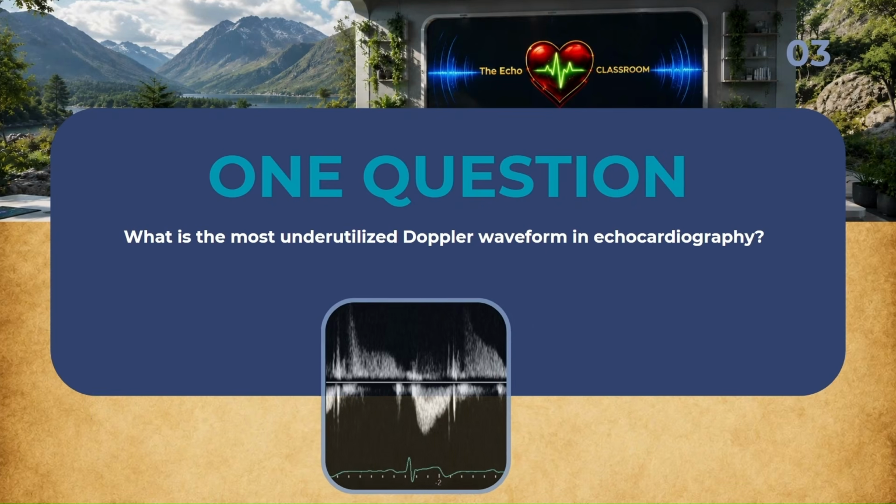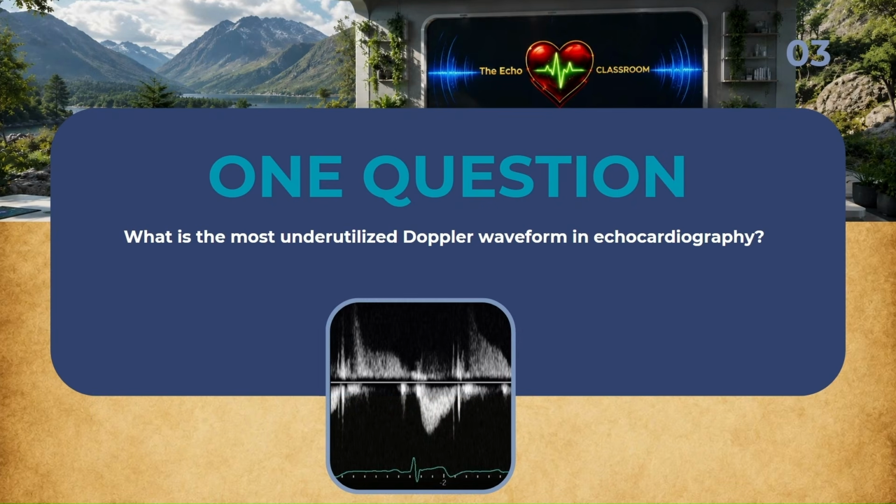One question. What is the most underutilized Doppler waveform in echocardiography? Many sonographers would answer the RVOT pulse wave Doppler tracing, and I would agree. From a single waveform, we can evaluate pulmonary acceleration time, RVOT VTI, stroke volume, pulmonary vascular resistance, and clues to pulmonary hypertension. That is an incredible amount of information from one tracing.